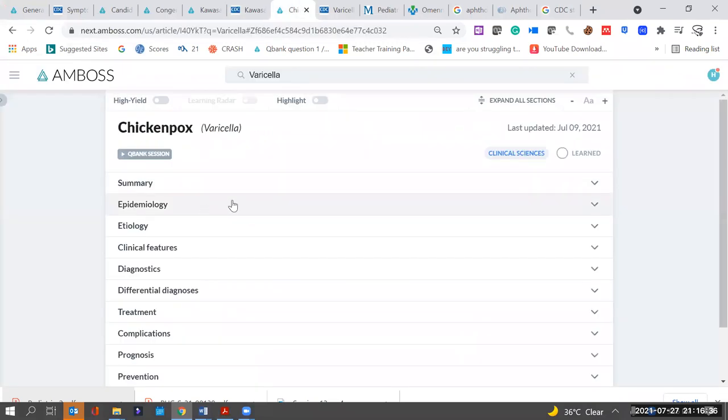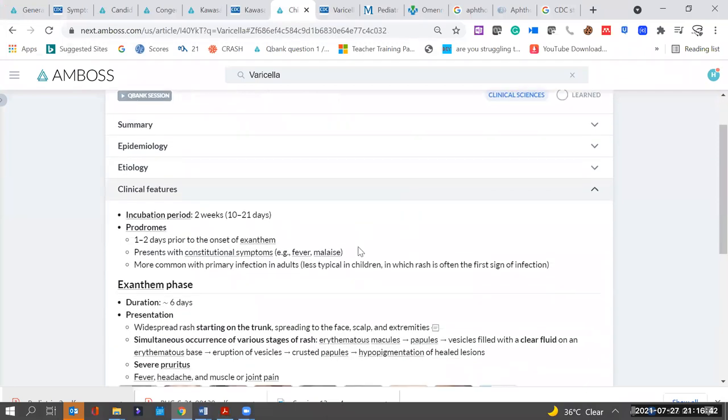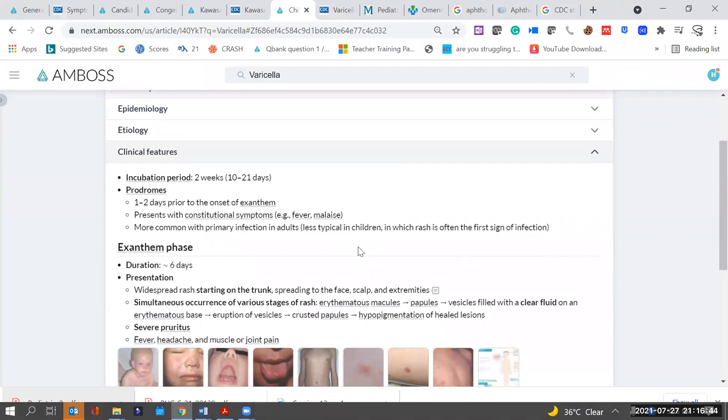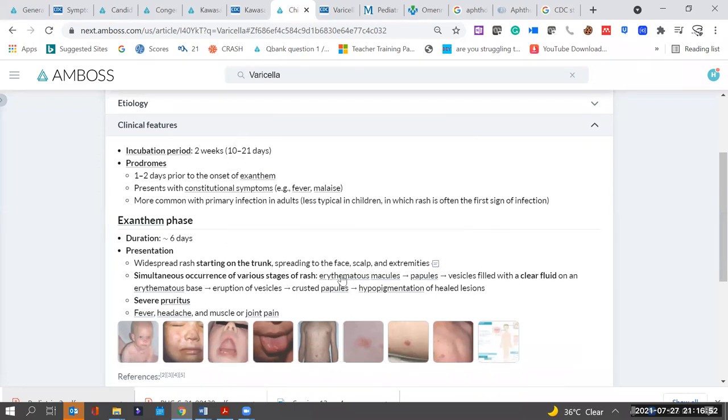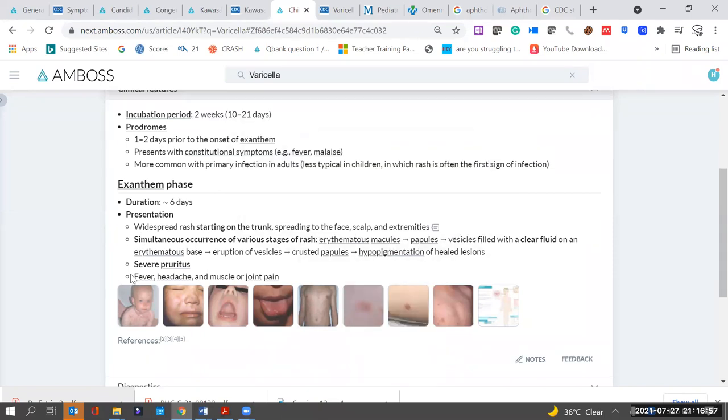So another name for varicella, of course, is chicken pox. The most important thing is the clinical feature. You should know the incubation time period, but it's okay if you won't be able to memorize this one. So widespread rash starting on the trunk. It will start on the trunk and then spread to the face, scalp, and extremities. So we should know that the whole body is going to be involved, and various stages of rash occur simultaneously. You can see macules, papules and vesicles. So these are all the stages of rashes.